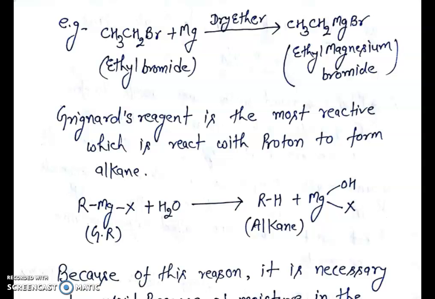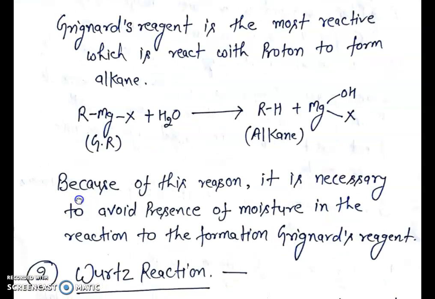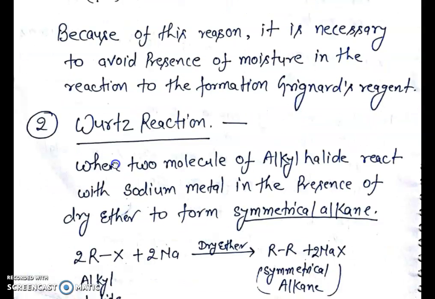Grignard reagent is highly reactive, and it reacts with proton to form alkane. The reaction is given. The Grignard reagent reacts with proton from moisture to form alkane. Because of this reason, it is necessary to avoid the presence of moisture in the reaction for the formation of Grignard reagent.